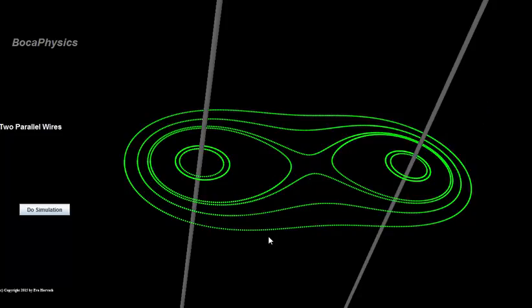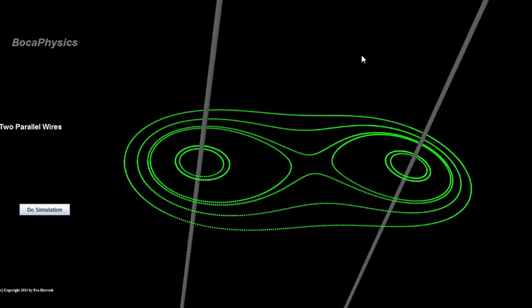In the second simulation, you see the magnetic field lines due to two very long straight wires that carry current that flows in the same direction. Let's assume that the current flows in an upwards direction. By the right-hand rule, this means that the magnetic field due to each wire will be in a counterclockwise direction.